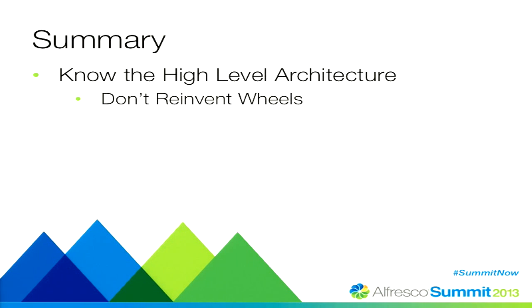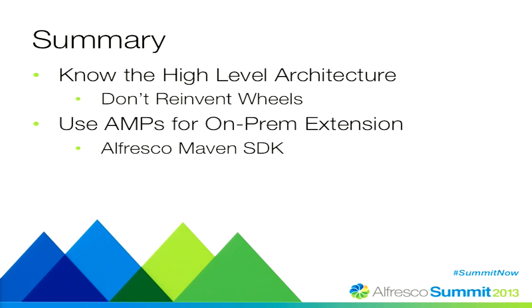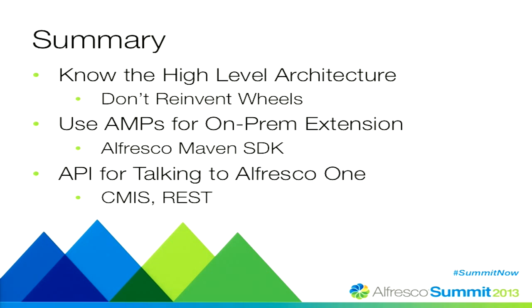Great. So just to sum up, we need to know this high-level architecture. You don't need to know every single detail out there, but you want to be sure that you know enough to not reinvent the wheel. Use AMPs for on-prem extension for the reasons we talked about. And to get started easily doing those AMPs, you can use the Alfresco Maven SDK. And if you're building an application that talks to Alfresco, either cloud or on-prem, use that public API, of course, which includes CMIS and the REST endpoints that we went through.